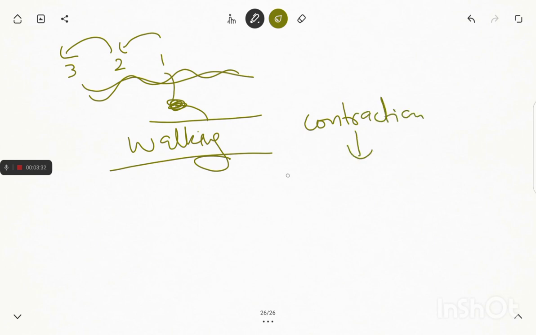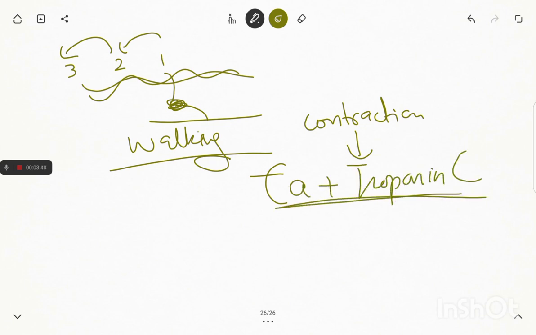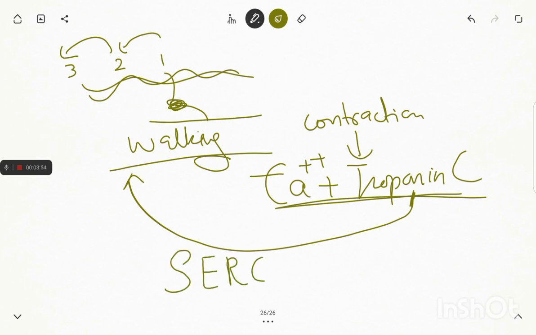How long will it continue? It will continue as long as calcium is bound to troponin C. Now this is very important. Unless this calcium is removed from troponin C, this whole process of the cross-bridge cycle will continue. So how do we end this process? There is an enzyme, SERCA, right? SERCA will cause reuptake of calcium by the sarcoplasmic reticulum.